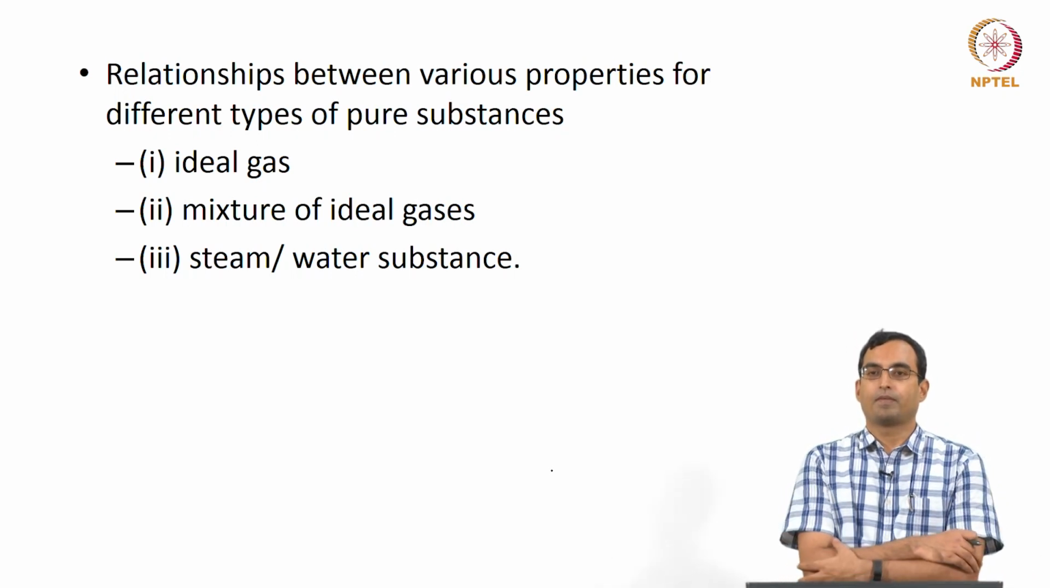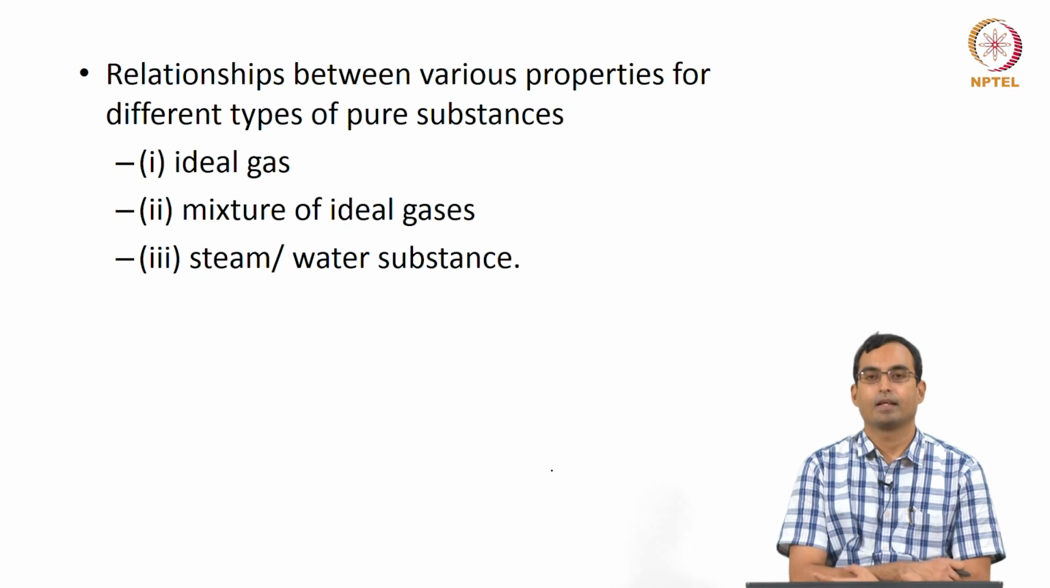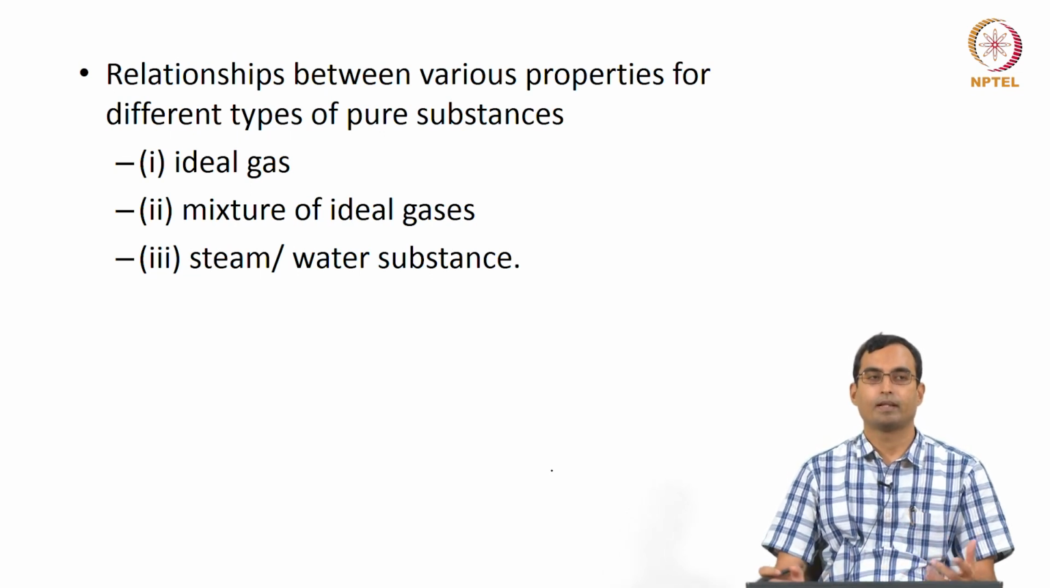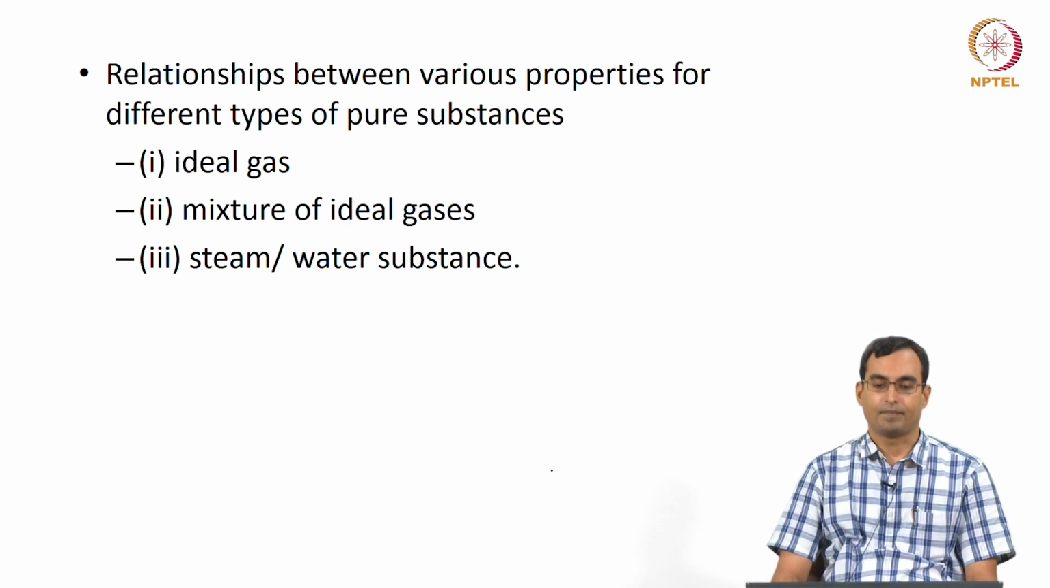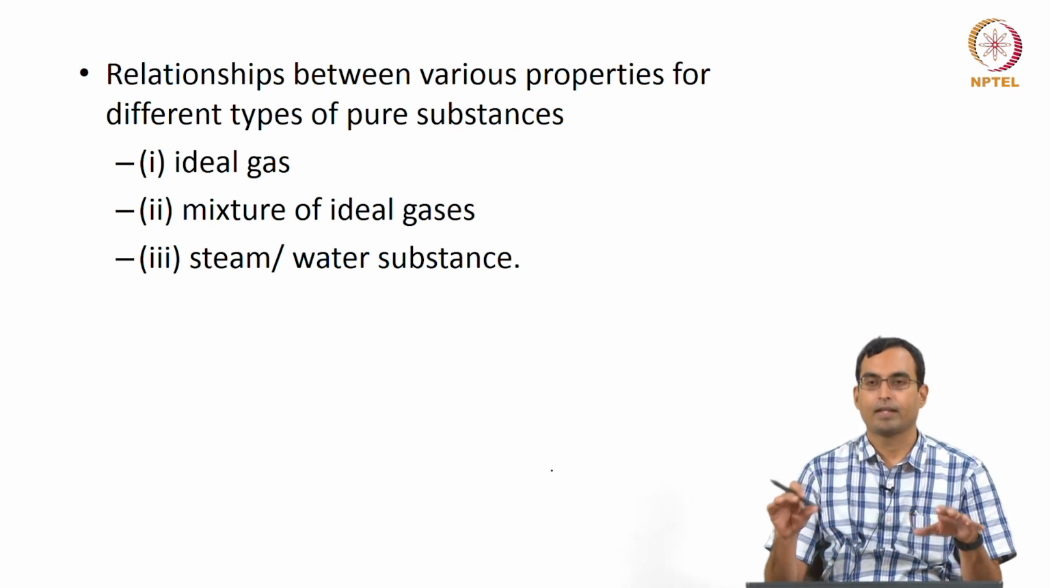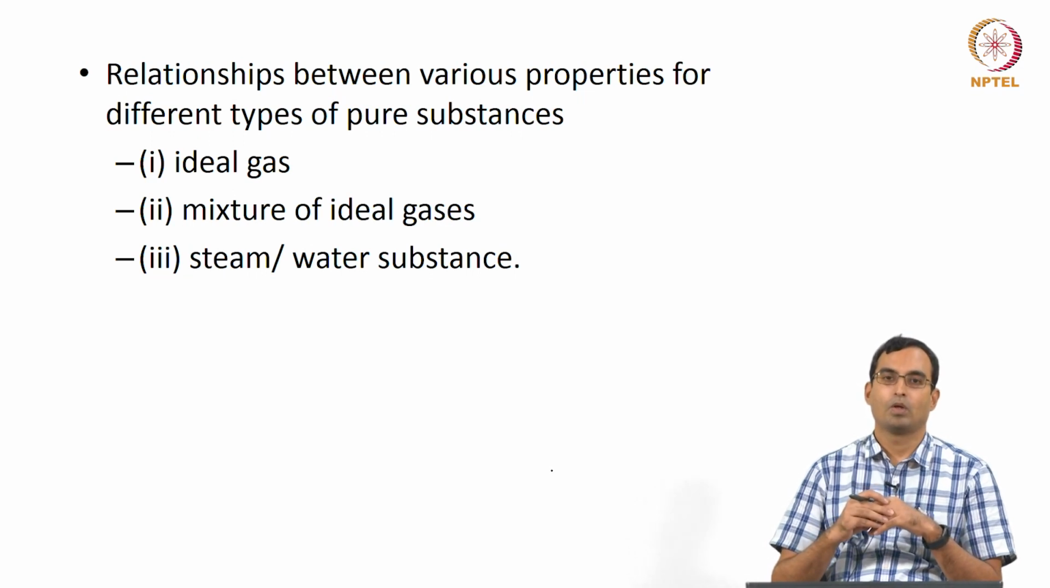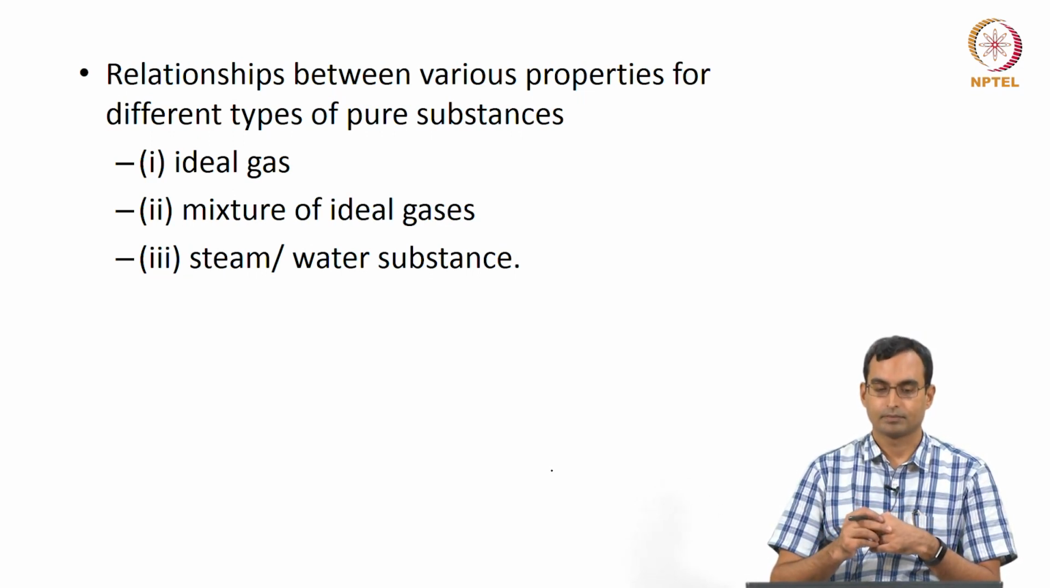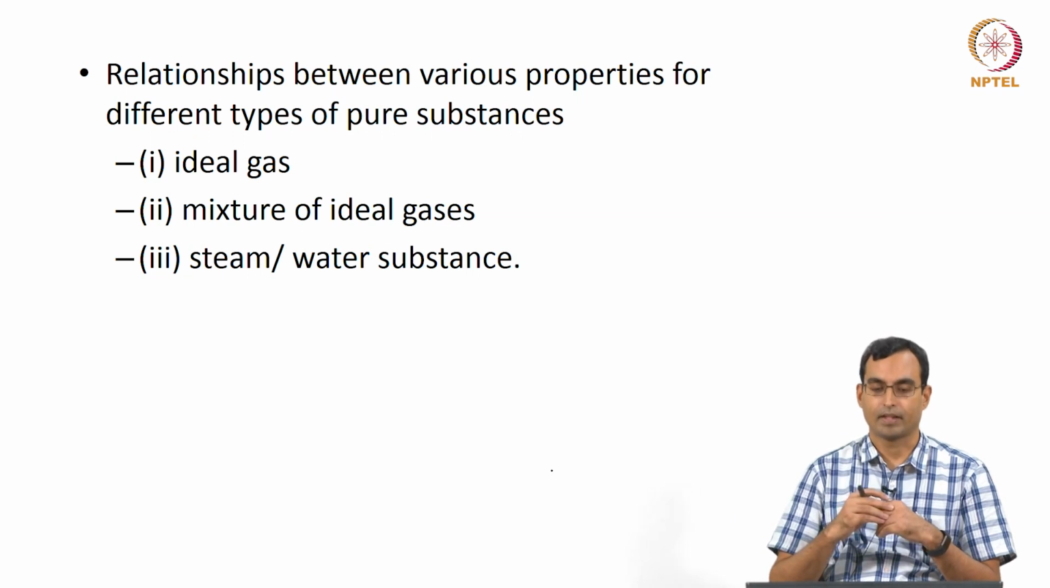So, what we have assumed in the previous slide is that once we know two properties, we know all the other properties, which means we are assuming that we know property relations between the various properties. So, now we look at what those property relations are and how we can get them. So, for the purpose of these property relations, based on what these relations look like, we are sort of classifying these substances into various categories. One of them is what we call an ideal gas, where we have one substance which is in the gaseous form and it behaves in some ideal fashion. We will define what that is.